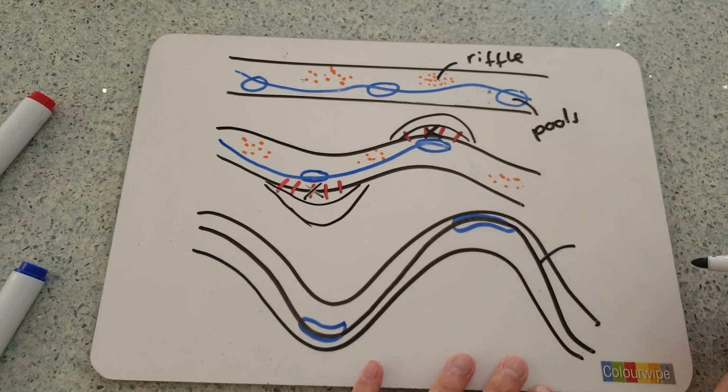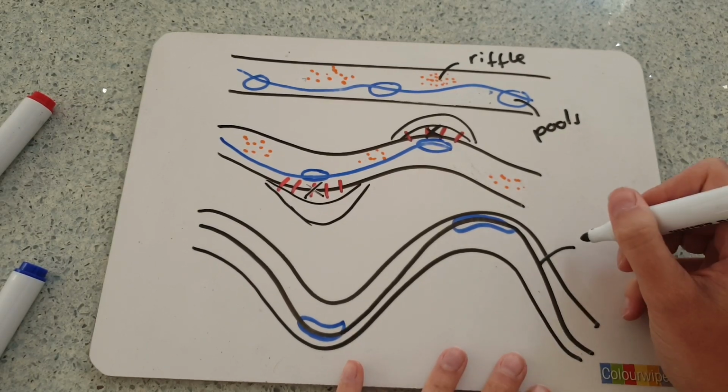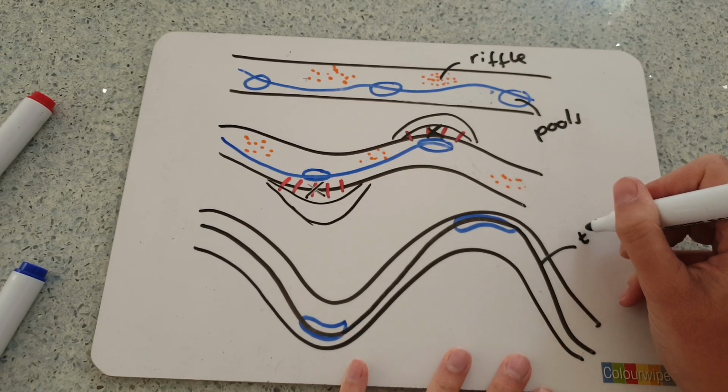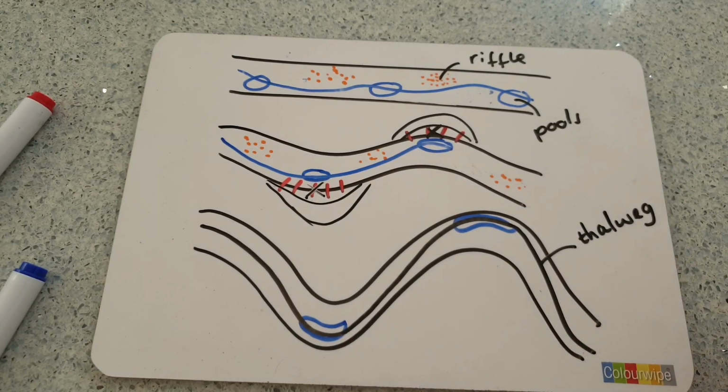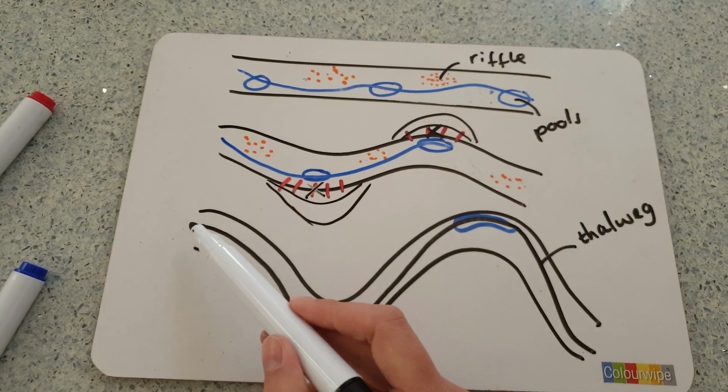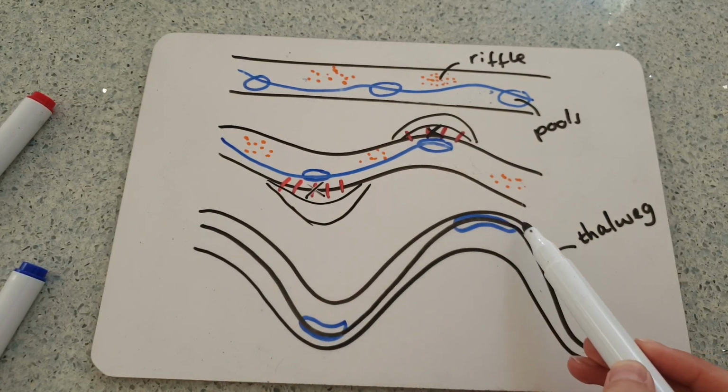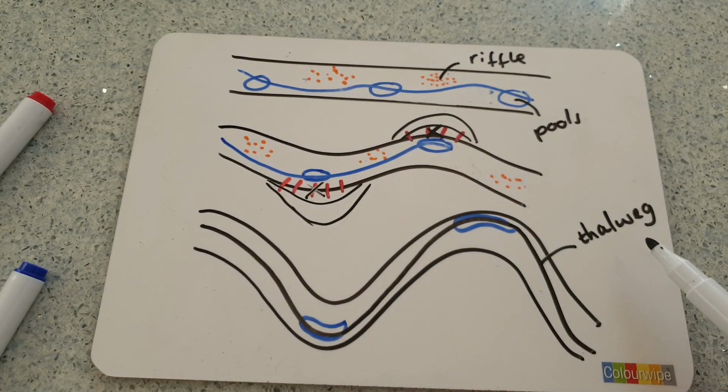Just to add another key term in here, pathway 1 and 2 need to know this one. The fastest flow of the water is called the thalweg. So if you were to draw on the fastest flow, which is the bit that hits these pools on the outsides of these bends, that is called the thalweg. It's a nice keyword for you to have.